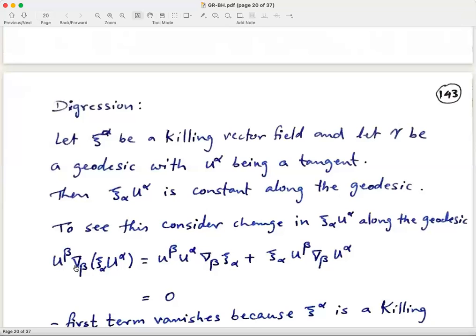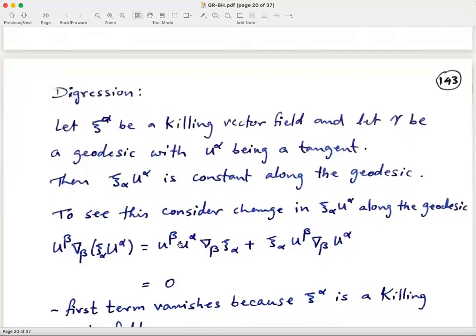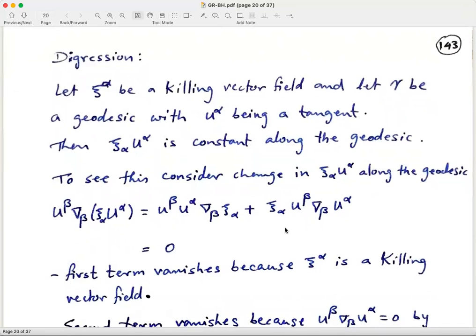What you can do is take this covariant derivative through, so either it acts on ξ_α or it acts on u^α. You get these two terms, and both actually vanish individually. The first term vanishes because u^α u^β is symmetric, and therefore you can symmetrize this and write it as half of ∇_β ξ_α minus ∇_α ξ_β, but ξ is a Killing vector, so the symmetrized version of that would be zero, because Killing vectors satisfy that equation. On the other hand, the second term vanishes because u is a tangent vector to a geodesic and therefore should satisfy the geodesic equation.